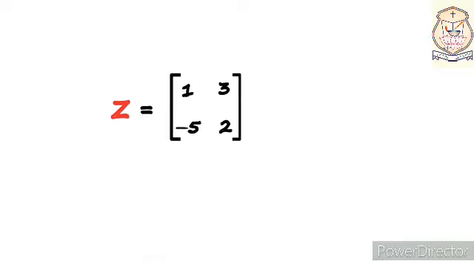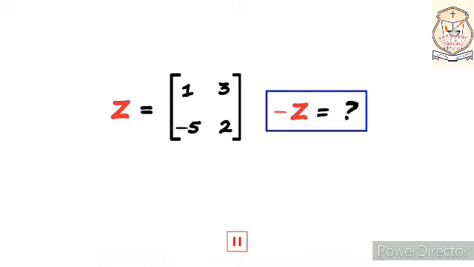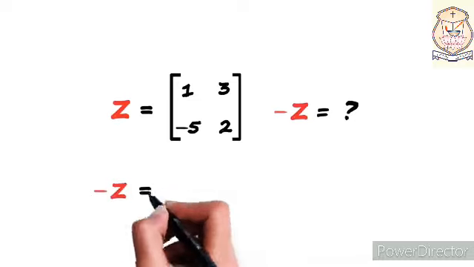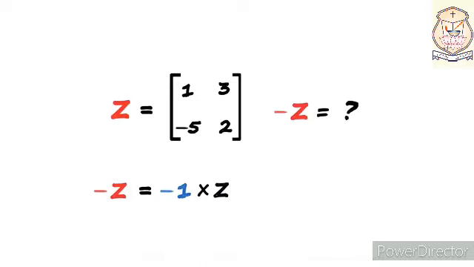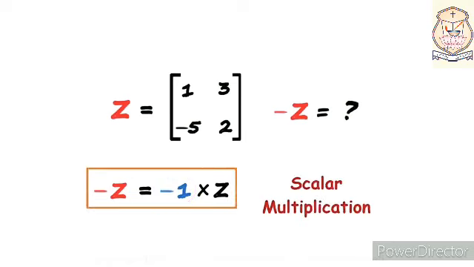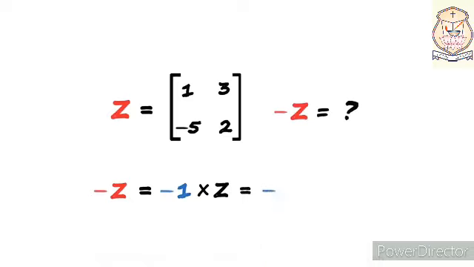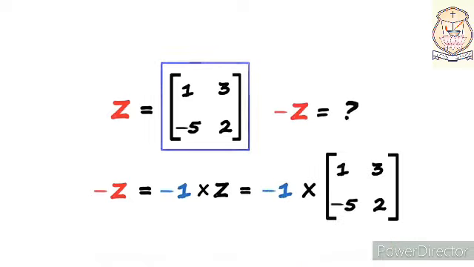Can we find the negative of a given matrix? Let's say we have a 2 by 2 matrix Z. How do we find minus Z? Pause the video and think about how you can find the negative of matrix Z. It's easy if you were able to apply the concept we used. Minus Z can be written as minus 1 multiplied by Z. We are multiplying a matrix with a constant, and this is a classic case of scalar multiplication. It's equal to minus 1 multiplied by this matrix Z.